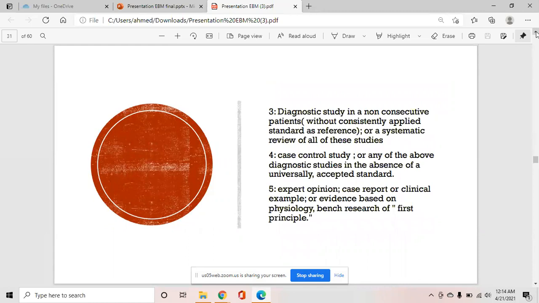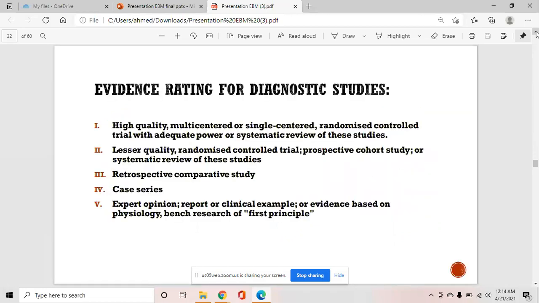Level 3 is diagnostic study in non-consecutive patients without consistently applied gold standard as reference, or systematic review of all these studies. Level 4 is a case control study or any of the above diagnostic studies in the absence of a universally accepted gold standard. Level 5 is expert opinion, case report or clinical example, or evidence based on physiology, bench research or first principle.